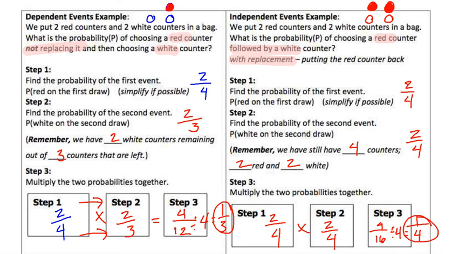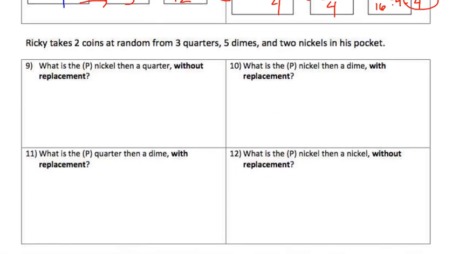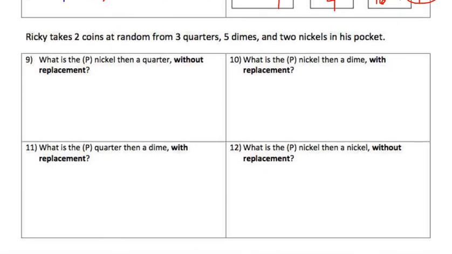All right, so let's do some examples. Ricky takes 2 coins at random from 3 quarters, 5 dimes, and 2 nickels in his pocket. So for number 9, it says, what is the probability of a nickel and then a quarter without replacement? And I like to write down what am I choosing first. So I want a nickel first and then a quarter. And it says without replacement, and that's very important.